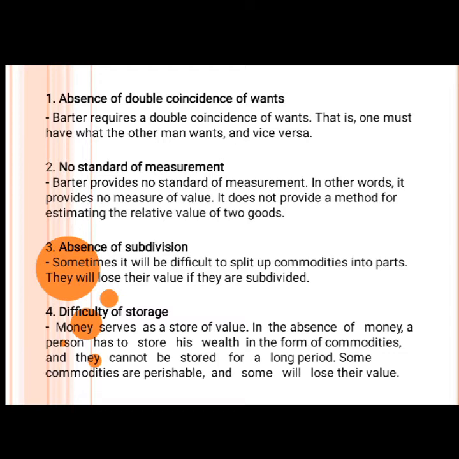Absence of double coincidence of wants. Barter requires double coincidence of wants. That is, one must have what the other man wants, and vice versa. So in barter, the needs of a seller of a commodity must match the needs of a buyer. If their needs do not match, the transaction will not occur. For example, I want a cow in return for my horse. In order to get that cow, I need someone who owns a cow at the same time that he wants my horse in return. But if the owner of the cow does not want to exchange his cow for a horse, exchange cannot take place.